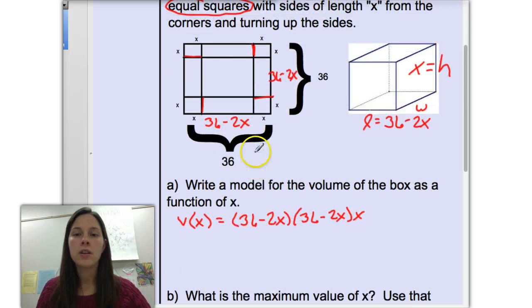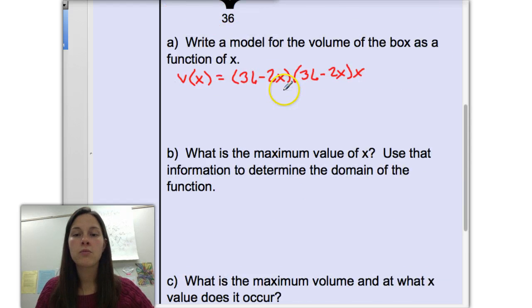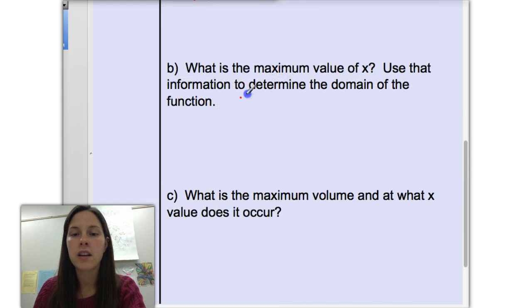So going back up, when we look at our model here, we've got the side length is 36 minus 2x. In theory, x could be any value, but knowing that we're creating a box, obviously this side can't be 0 or negative. So that gives us a constraint on that x value. The way I'm going to write that constraint is by saying that 36 minus 2x has to be greater than 0. And then we're going to solve this, and that'll give us part of our domain.